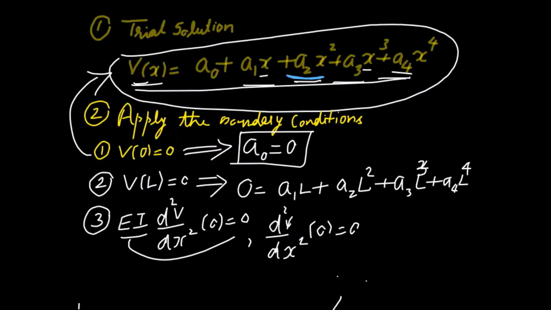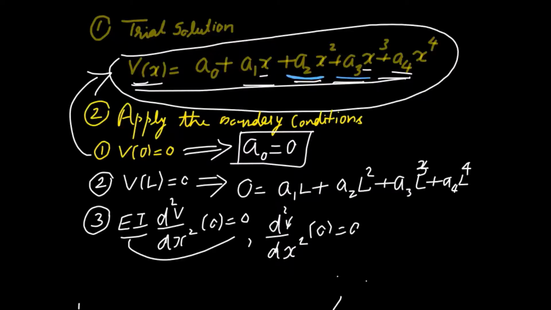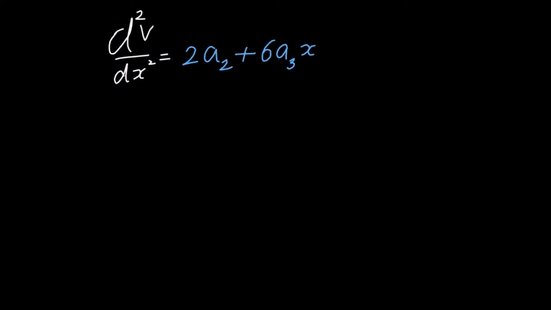And look, if you differentiate a3x cubed, 1 time differentiation is going to give you 3a3x squared, 2 times differentiation is going to give you 6a3x. So let me write that here, it is plus 6a3x. And a4x raised to the power 4. 1 time differentiation is going to give you 4a4x cubed. 2 times differentiation is going to give you the value as 12a4x squared. So that's it. Plus 12a4x squared.